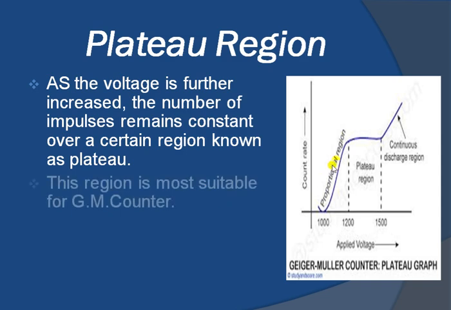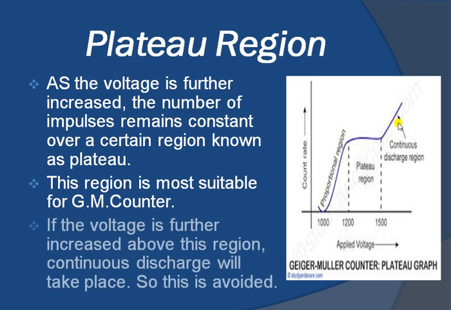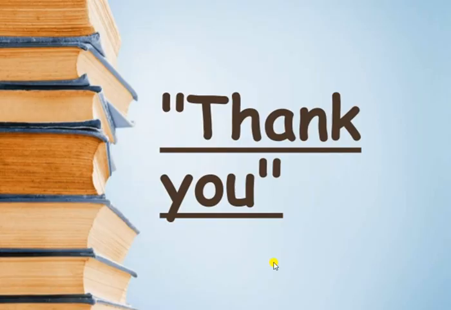This region is most suitable for the operation of the GM counter. If the voltage is further increased above this region, continuous discharge will take place, so this is avoided.